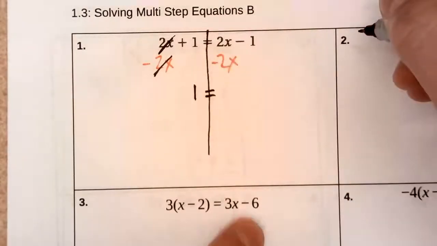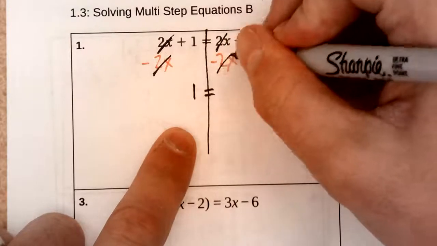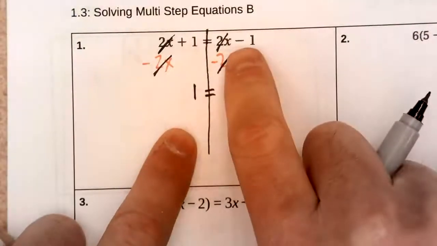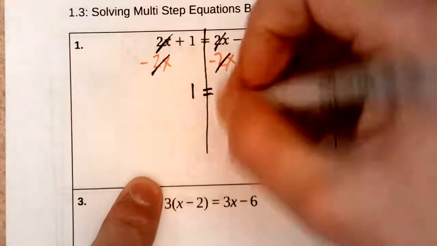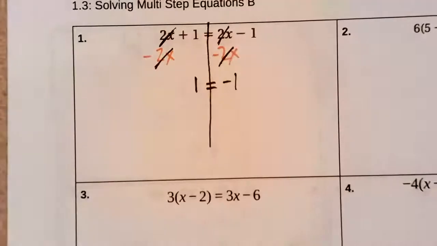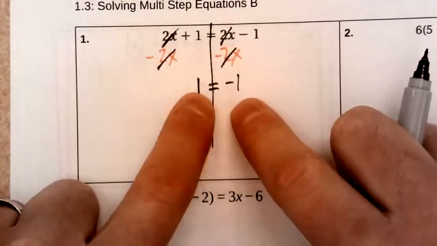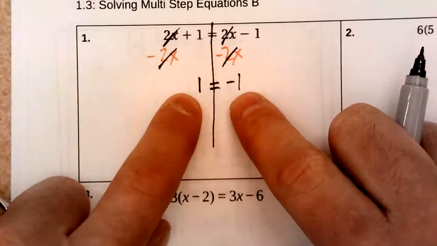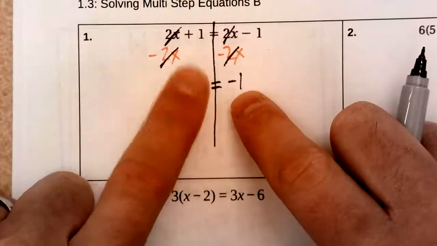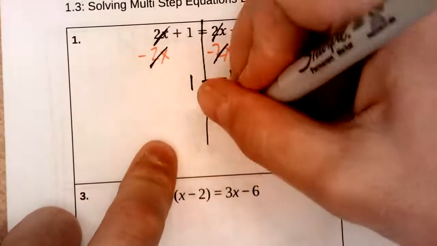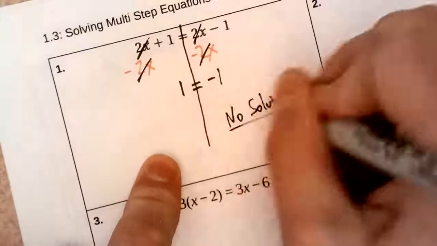On the other side of my equation, I have 2x minus 2x. It cancels out again, and I'm left with negative 1. So be careful, that is definitely negative 1 down here. The variable canceled out on both sides, and I'm left with the equation 1 equals negative 1, team. Is that true? No, that is not true. 1 is not equal to negative 1. So we call this no solution.